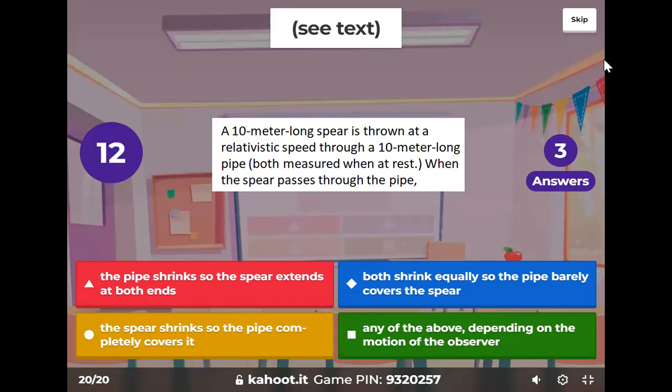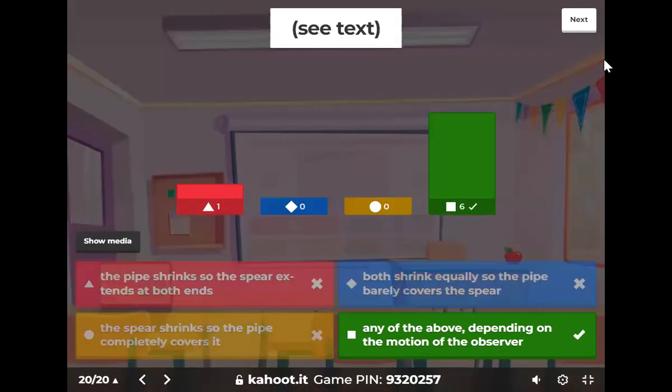It's like the train and tunnel, the same train in the tunnel. Any of the above, depending on the motion of the observer, right? So how could any of these be true? Let's start with the gold one. The sphere shrinks so that the pipe completely covers it. That is true from the reference frame of the pipe.